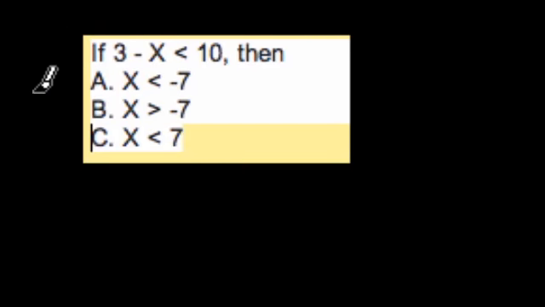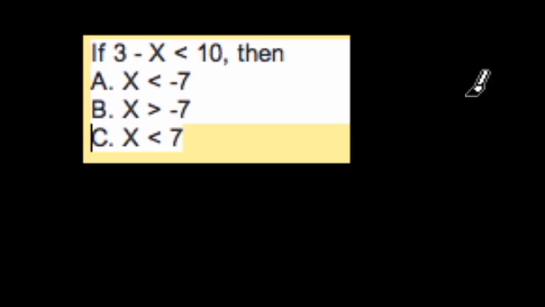Okay, so in this problem we have an inequality, and it says if 3 minus x is less than 10, then choice A, x is less than negative 7, B, x is greater than negative 7, and C, x is less than 7. So to solve this, what I would do is solve for x.